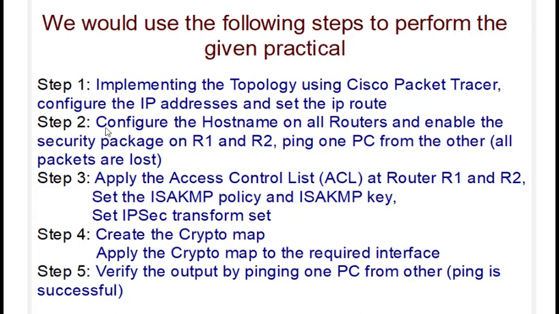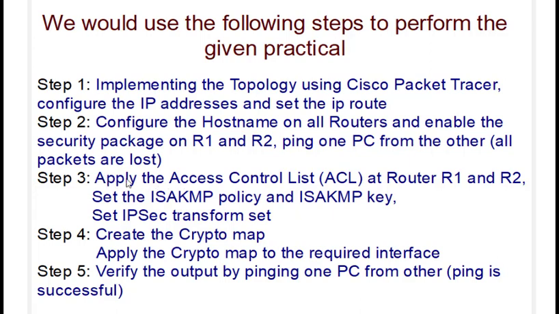Then the second step would be to configure the host name on all the routers R0, R1, R2, and then we'll enable the security package at R1 and R2, and then we'll ping a message from one PC to the other, and we'll see that it fails actually.